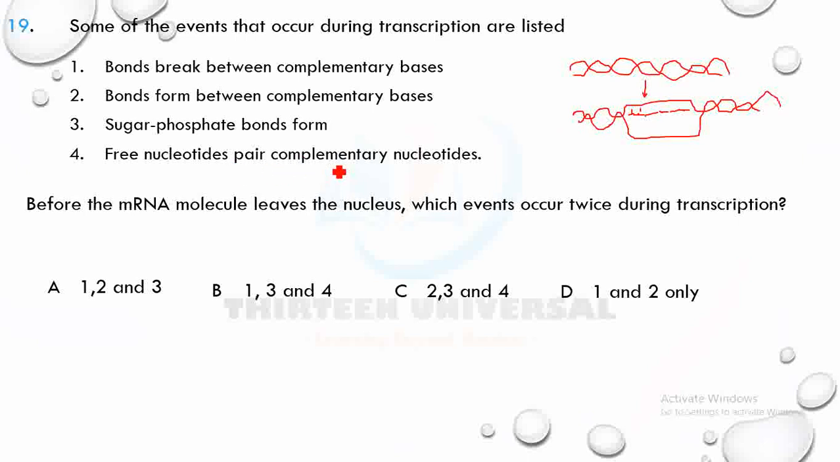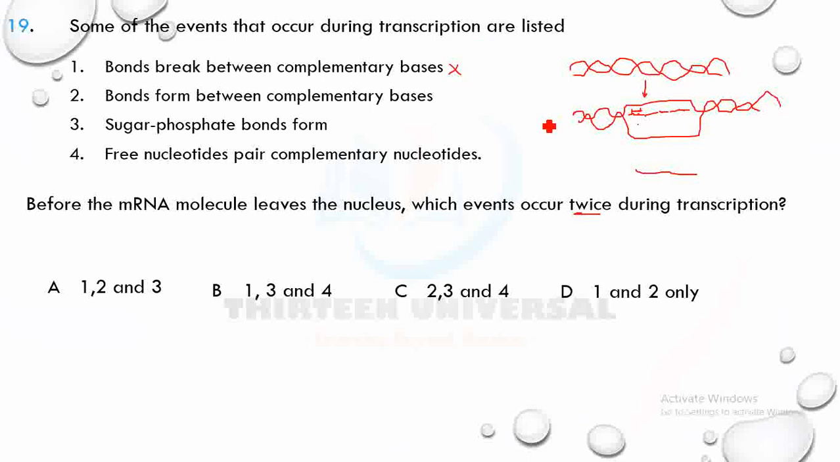pair complementary. Yeah, that happened. I showed it to you. Is that okay? We're looking for the ones that occur twice. Okay, yeah. But when this is done, the hydrogen bonds are broken. So they are broken first here when it's unwinding. Okay, so they are broken when mRNA is about to leave. Okay, so that break is twice.